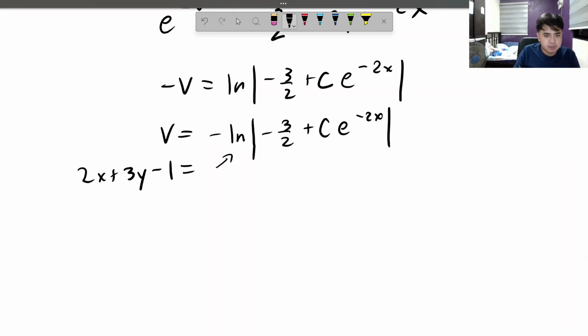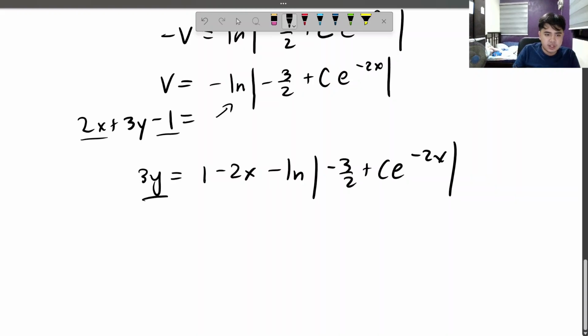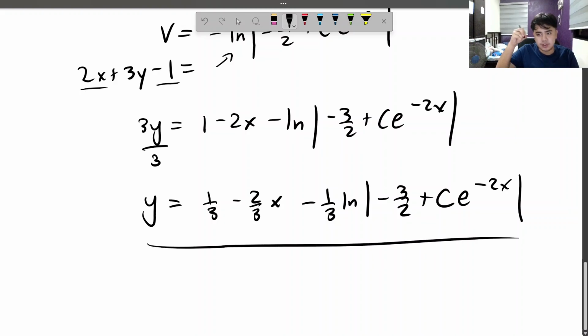So we need to isolate y so that it's clean. So transpose this and that to both sides. We get 3y equals 1 minus 2x minus ln of negative 3 over 2 plus c e to the negative 2x. Divide both sides by 3 in order to finally isolate y. We get 1/3 minus 2/3 x minus 1/3 ln of negative 3 over 2 plus c e to the negative 2x. And that is your general solution as well.